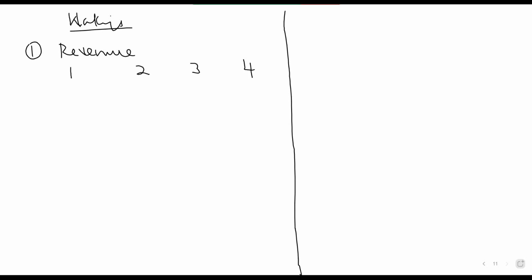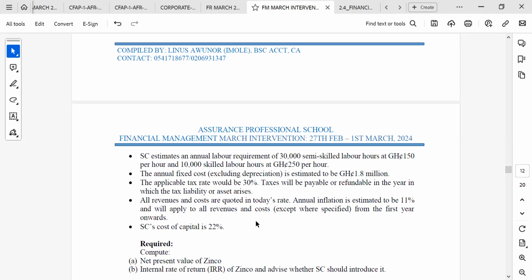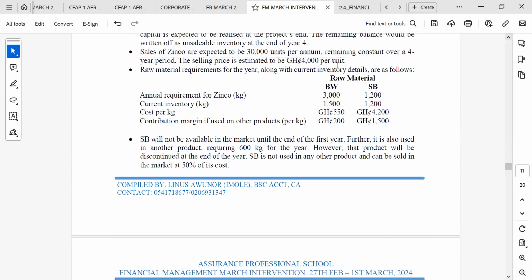Okay. The question says something about inflation there. They say that all revenues and costs are quoted in today's rate. Annual inflation is expected to be 11% and we apply it to all revenue and costs, except where specified, from the first year onwards. So all costs and revenue are in current terms. So it means that the unit price over here, which is 4,000, is in current terms.